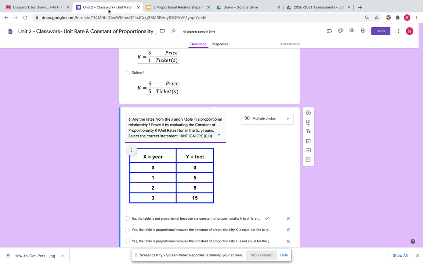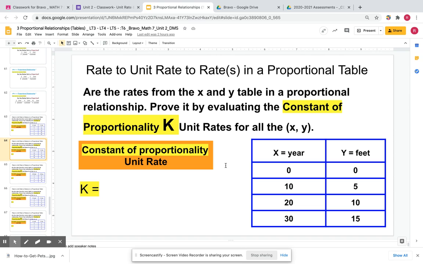For question number 6, I believe you're being asked to either prove if the table is proportional or not. Now, a table is only proportional if and only if every single x and y point has the same unit rate. So as long as you have the same unit rate for all the points, and once again, you ignore the 0, 0, then the table is proportional. There's another way to find that out, by looking at the pattern, but I really want to focus on how to do it with the constant of proportionality.